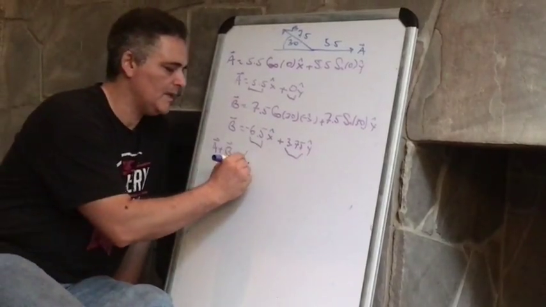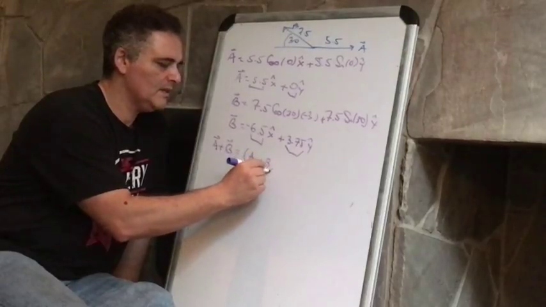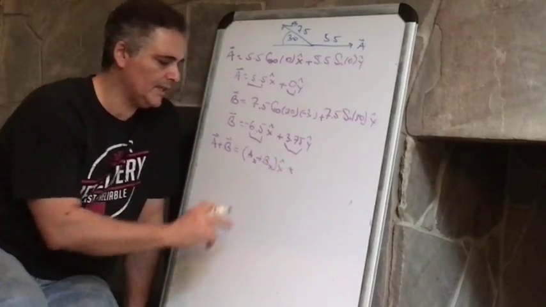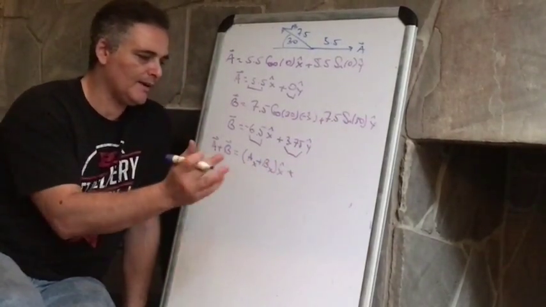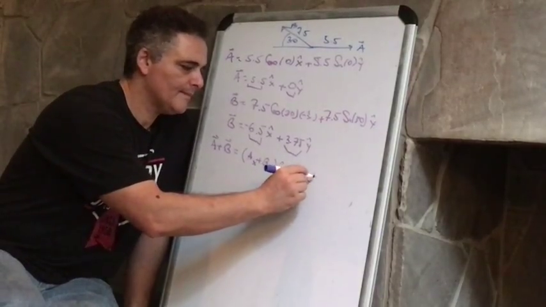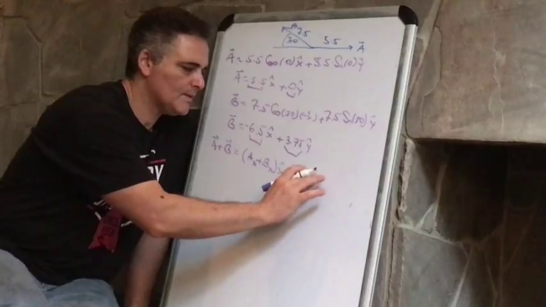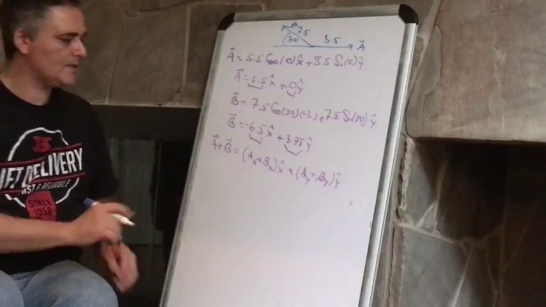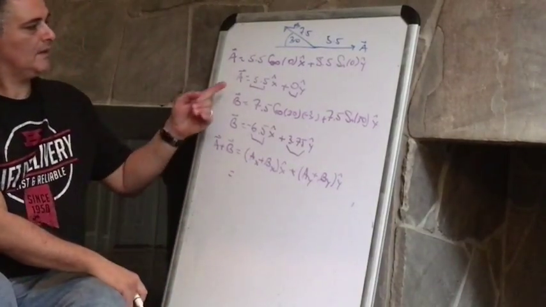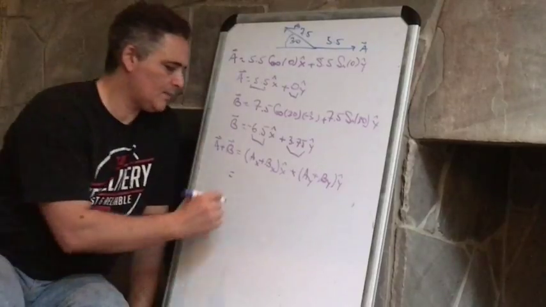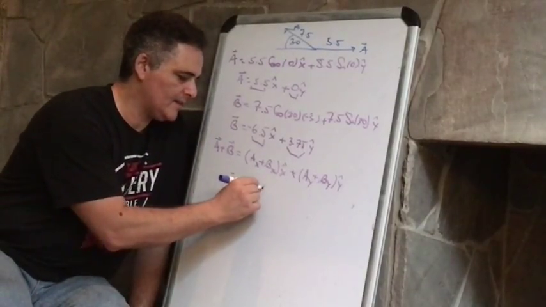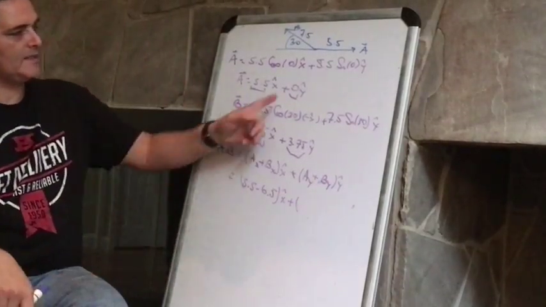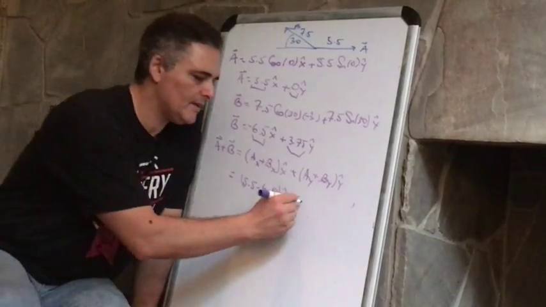Remember, when you do this, it's always going to be AX plus BX. You can only add components. The X components can only add together, the Y components can only add together. So if we do that based on these numbers, AX is 5.5 and BX is negative 6.5, so that's going to be 5.5 minus 6.5 in the X direction, plus the Y, which is 0 plus 3.75.